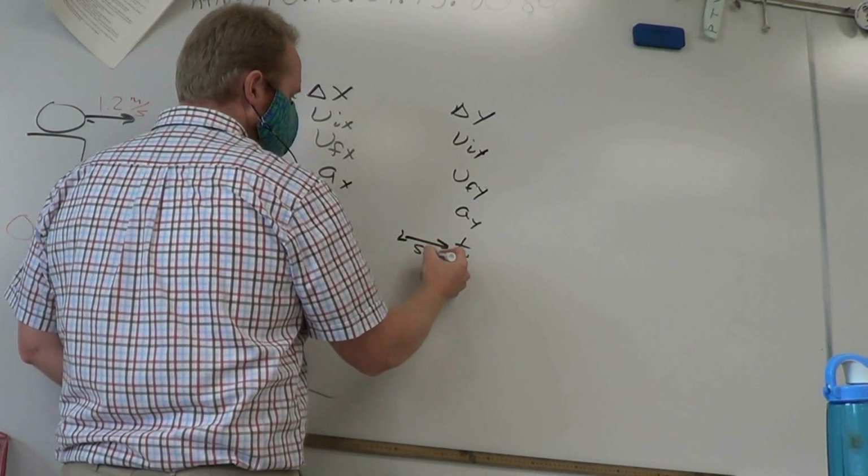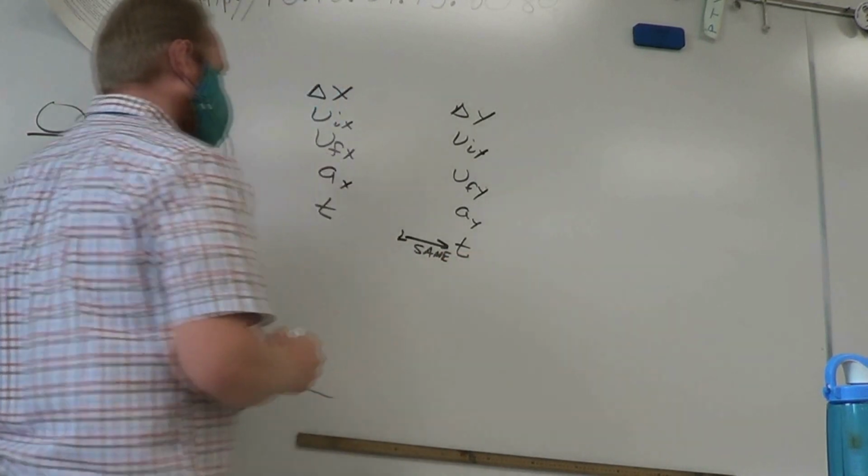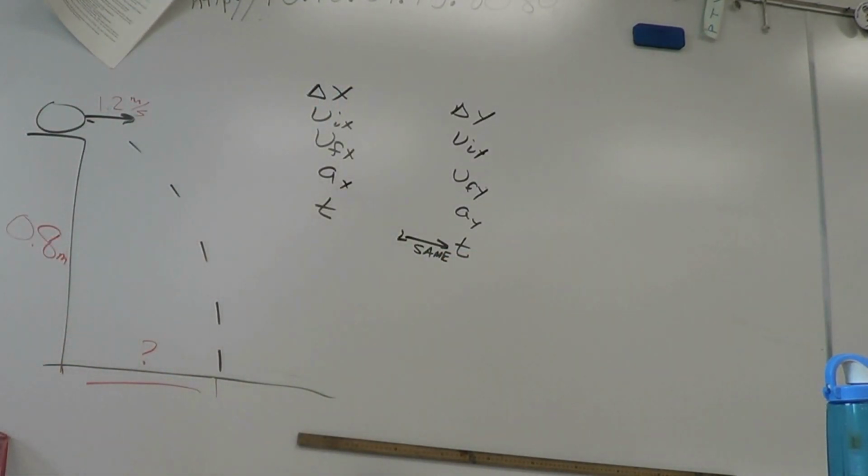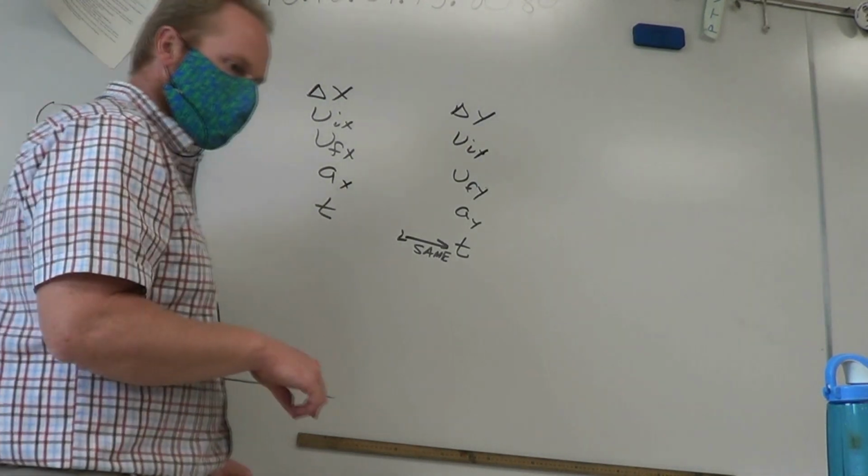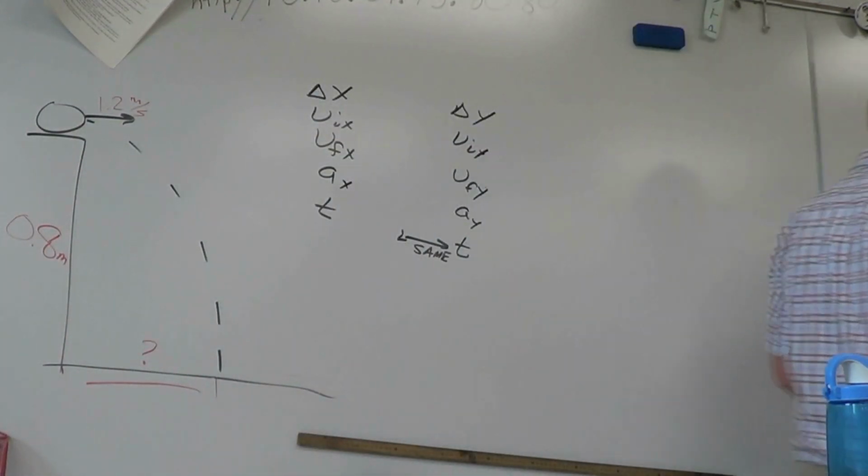And because it's a 2D motion problem, the tennis ball is moving through both the X and the Y simultaneously, so my times are going to be the same. Is it a 2D motion problem that's also a projectile motion problem? Is the tennis ball, once it leaves the table, moving freely through the air in both the X and the Y direction simultaneously? Yes, it is.